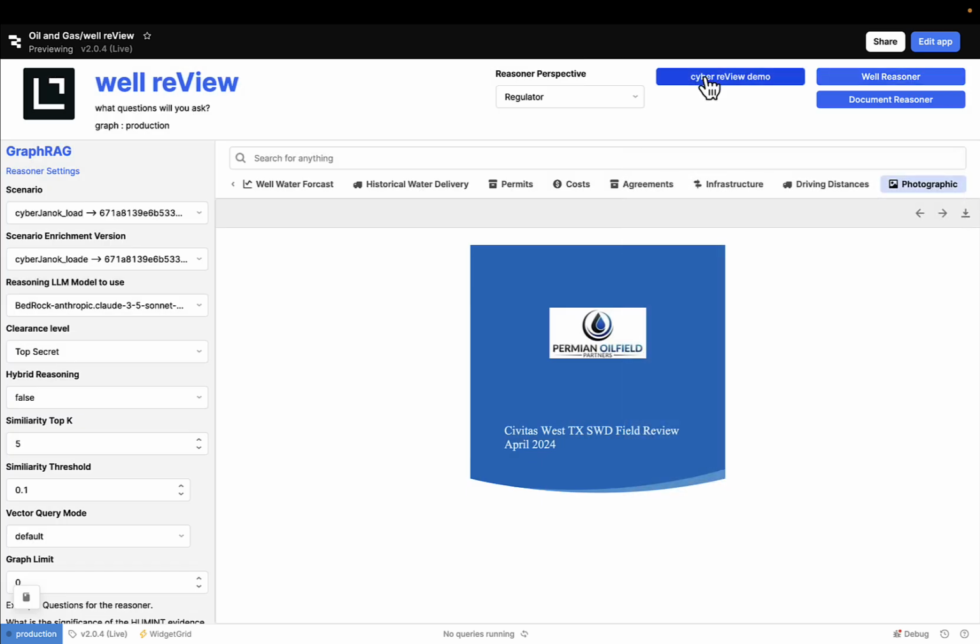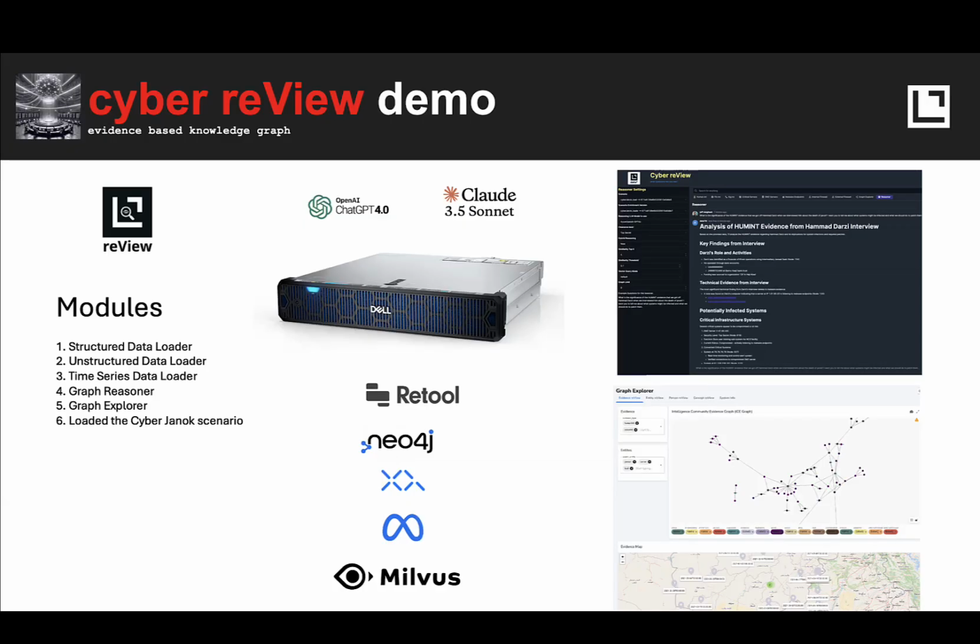Let's go take a look at cyber review. First, a little bit about what you're going to see today. There are essentially 6 modules installed on the Dell hardware.